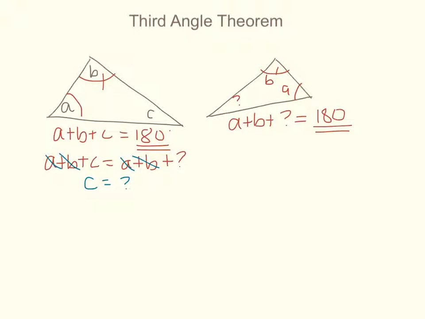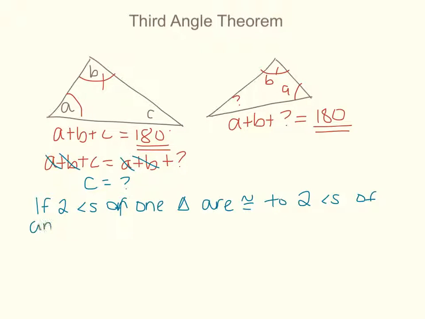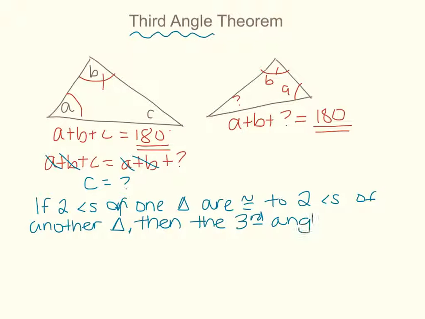So that tells me that if two angles of one triangle are congruent to two angles of another triangle, then this is where we get the name of our theorem. Then the third angle of each triangle is congruent.